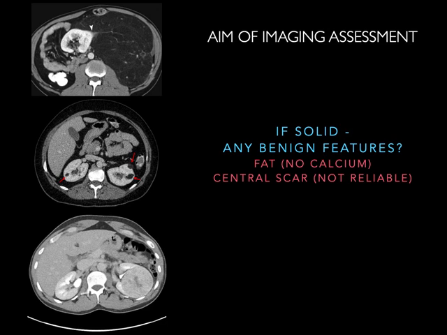The other thing we often get quoted is a central scar of an oncocytoma, but this is a highly unreliable sign. We often see oncocytomas without a scar, and we often see RCCs with something that looks like a scar.